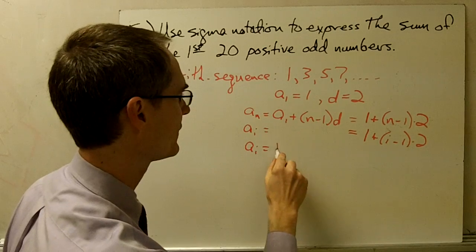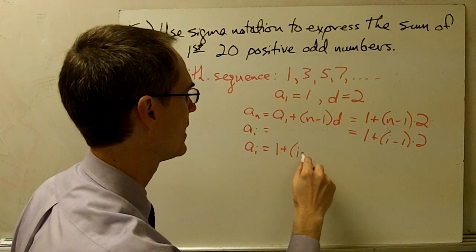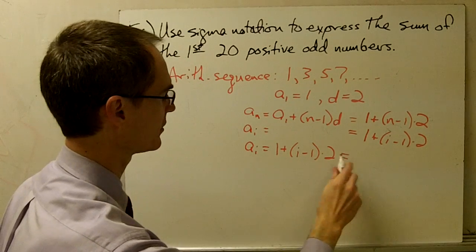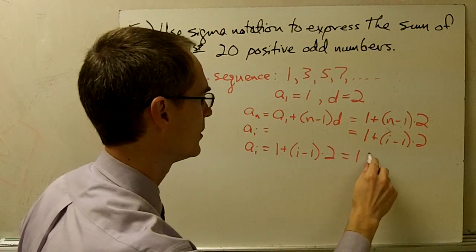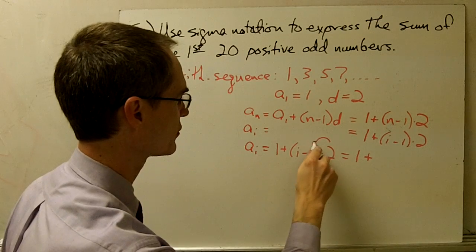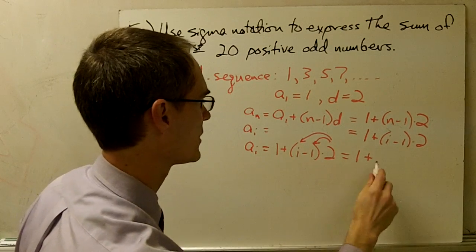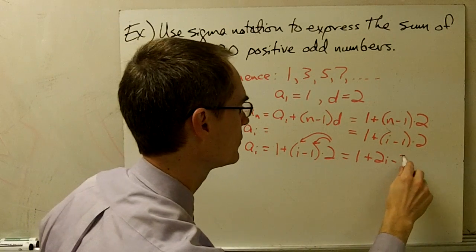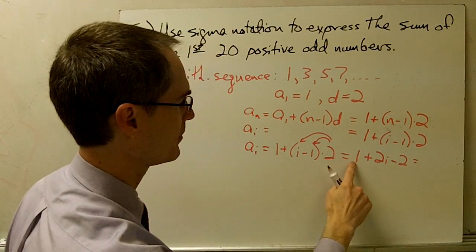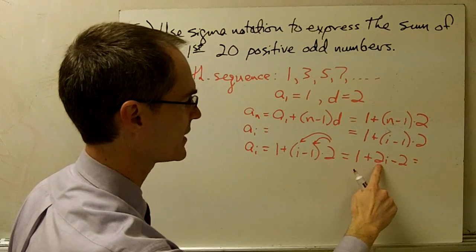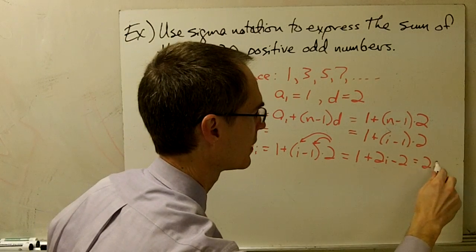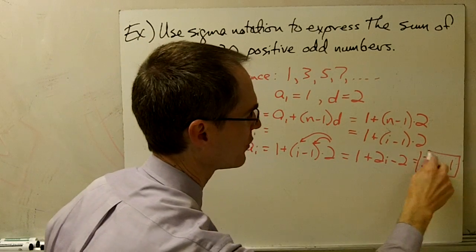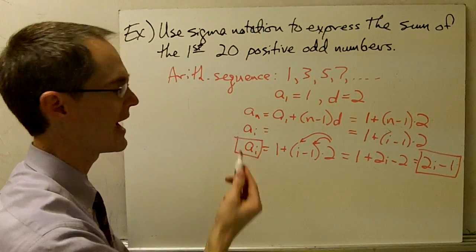And let me go ahead and write this out. I've got 1 plus I minus 1 times 2. Let me go ahead and simplify this a little bit. That's going to be 1 plus, and if I expand this using my distributive property, that's going to be 1 plus 2I minus 2, and positive 1 and negative 2, I can combine those, and that gives me 2I minus 1. So here I have an expression for a sub I.